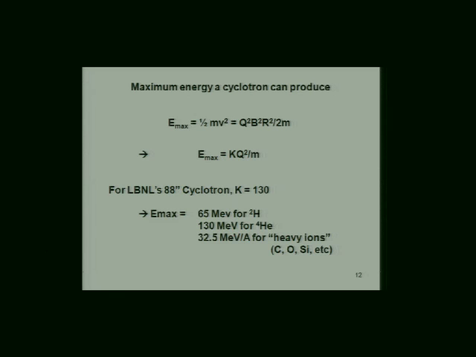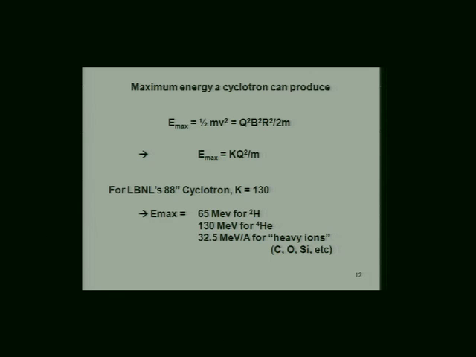And then for what we call heavy ions, meaning all the elements heavier than helium, carbon, oxygen, silicon, whatever you want, the maximum energy you can possibly get from this particular machine is 32.5 million electron volts per atomic mass unit. So if I'm talking about silicon 28, A would be 28.